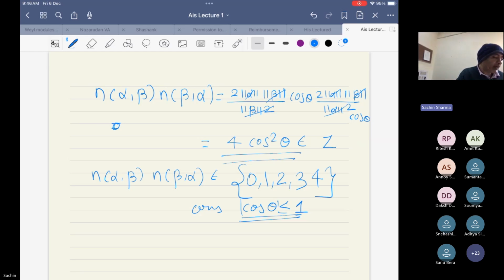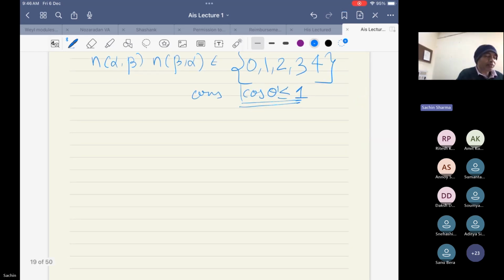So both n_alpha,beta and n_beta,alpha will have the same sign. Either, if n_alpha,beta is negative, then n_beta,alpha is negative. That is obvious because (alpha, beta) is equal to (beta, alpha), since it is a symmetric form. And so we can actually work on and find a nice table here, which is very important, and you must help me in this thing.